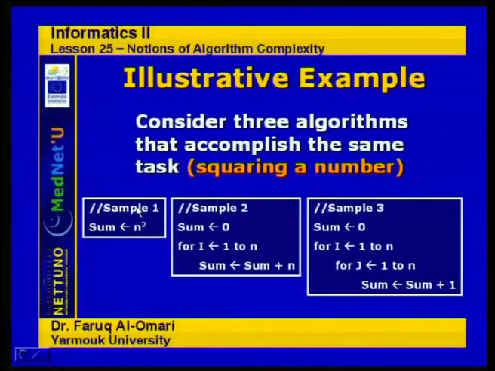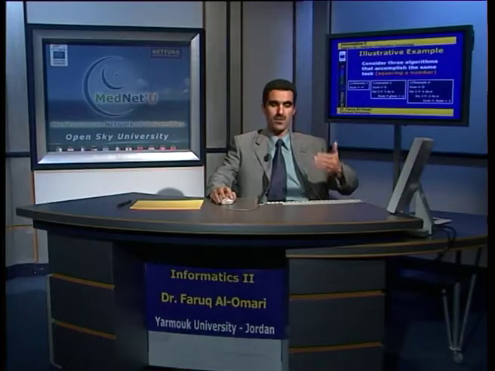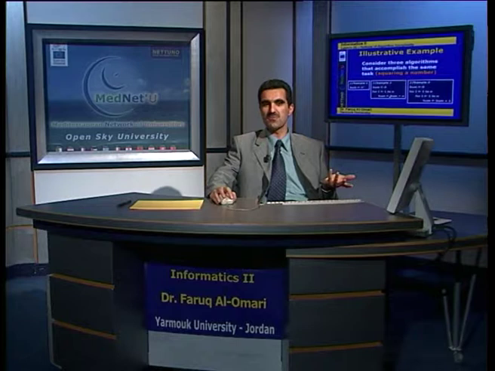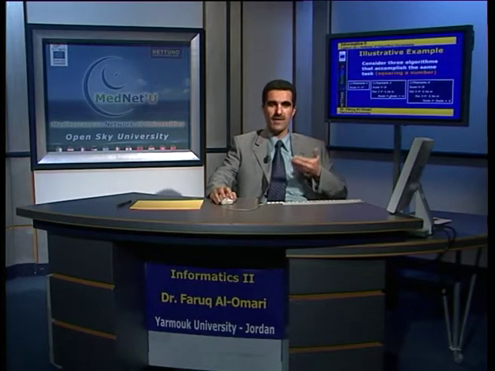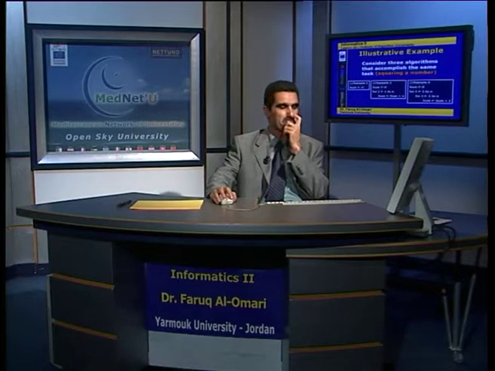Well, in sample one, basically, I'm going to make an assignment where sum equals n squared. Of course, my computer has to have an engine that multiplies a number by itself, a multiplier. Sample two, well, another way of doing n squared is to make a loop like this: initialize your sum to 0, and then go from i equals 1 to n, and each time say sum equals sum plus n. So you're adding n to itself n times, right? Adding n to itself n times means it's n times n. That's another way of doing it.